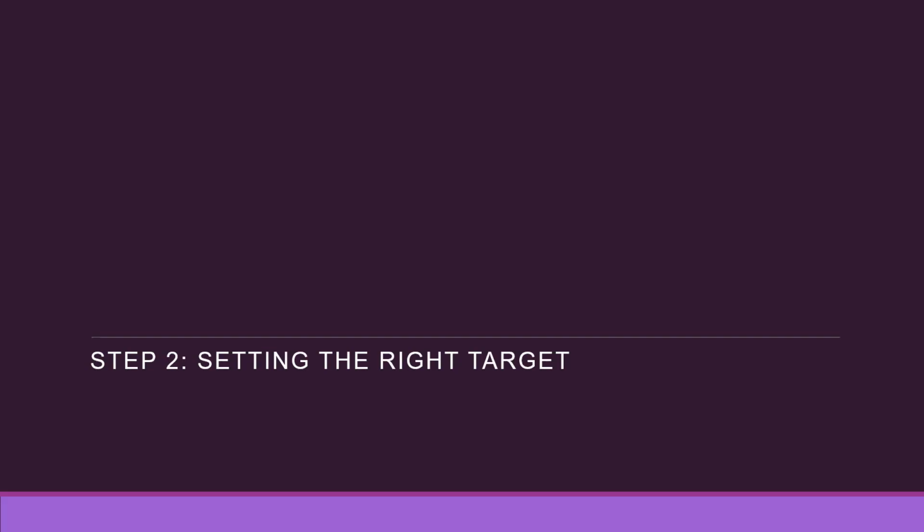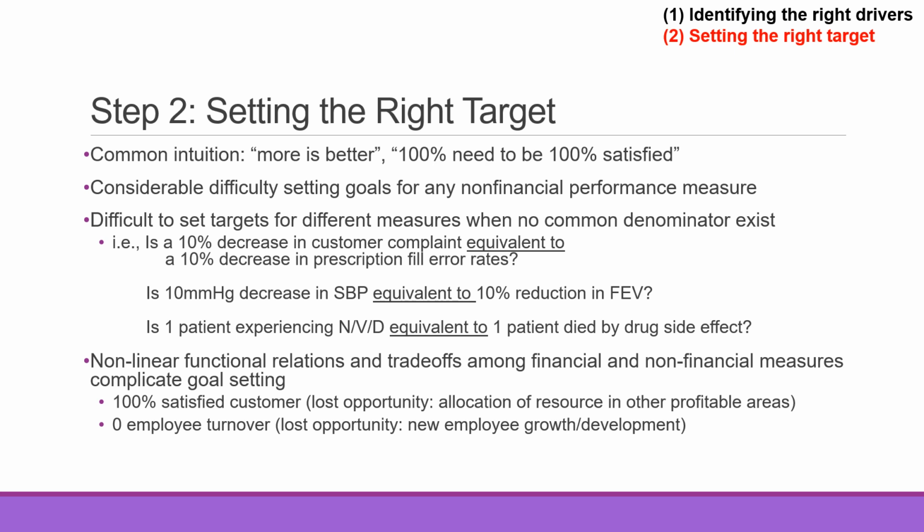Once you have identified the right drivers through a causal model, the second step in the process is setting the target for these non-financial measures. You hear a lot of times that more is better, right? 100% of your employees or your customers need to be satisfied in order to meet the goal for the company or clinic or a retail shop, which may be true, which logically makes sense, but does it make sense in terms of the financial performance?